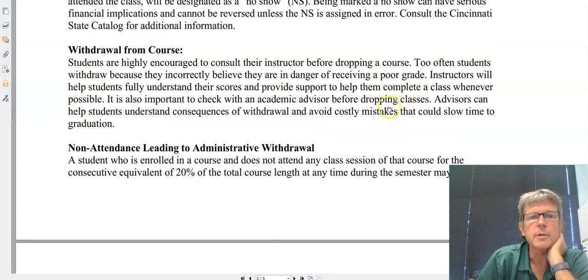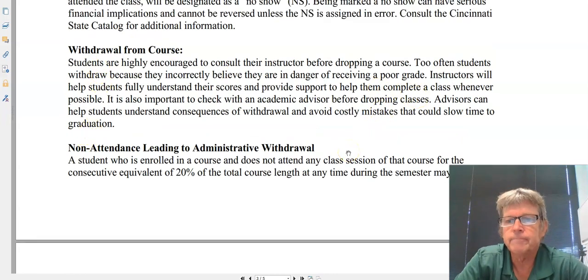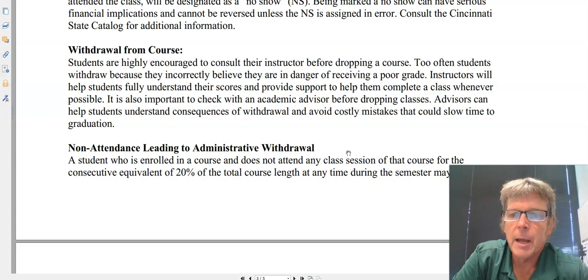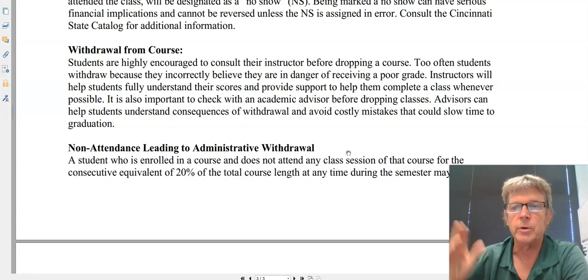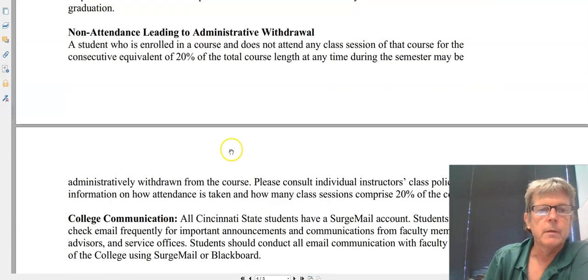Now, this withdrawal, of course, if you're going to withdraw, maybe it's a good idea, maybe it's not, but it's worth having a conversation before you just go and do it, right?